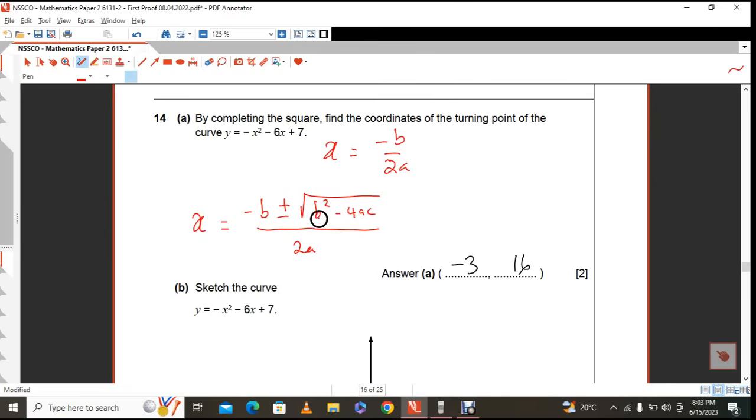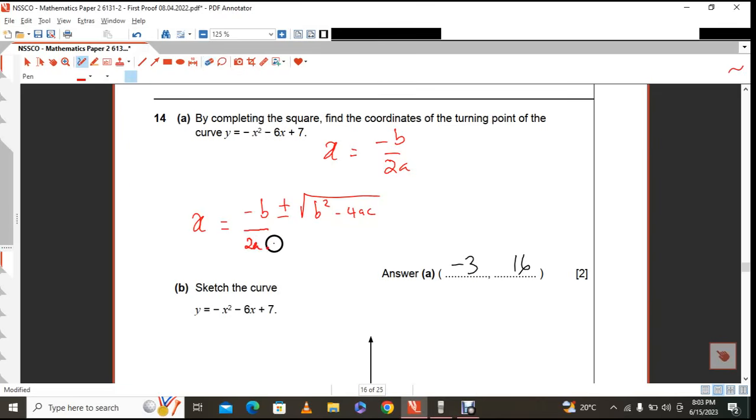But what does everything over 2a mean? Well, it means I can write them separately. I can say, okay, wait a minute, it therefore means this over 2a and that stuff over 2a. But if I'm just looking at this part, it gives me a value which is here. That is the axis of symmetry.